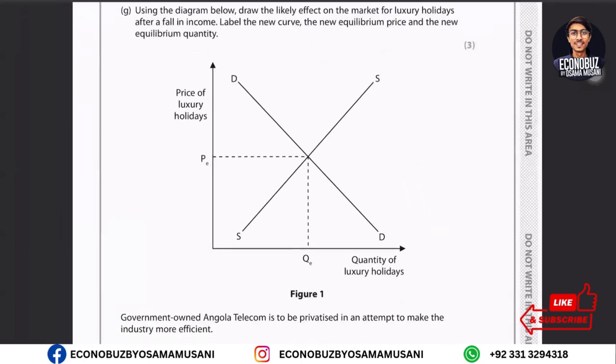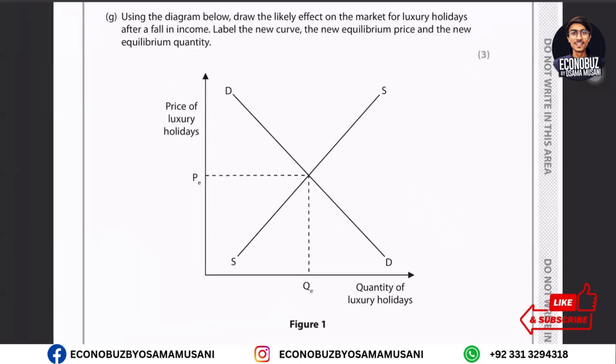Now, using the diagram below, draw the likely effect on the market for luxury holidays after a fall in income. Label the new curve, new equilibrium price, and the new equilibrium quantity. What do you think? What would result after a fall in income? Demand would shift to left. Very good. The demand for luxury holidays would decrease, and therefore the demand would shift to left.